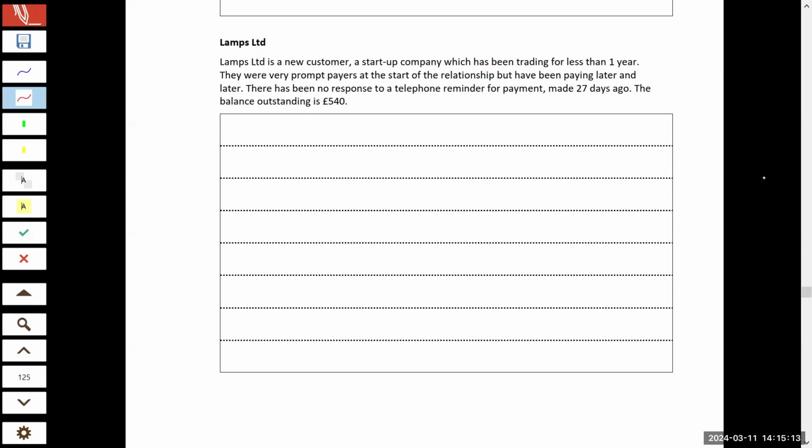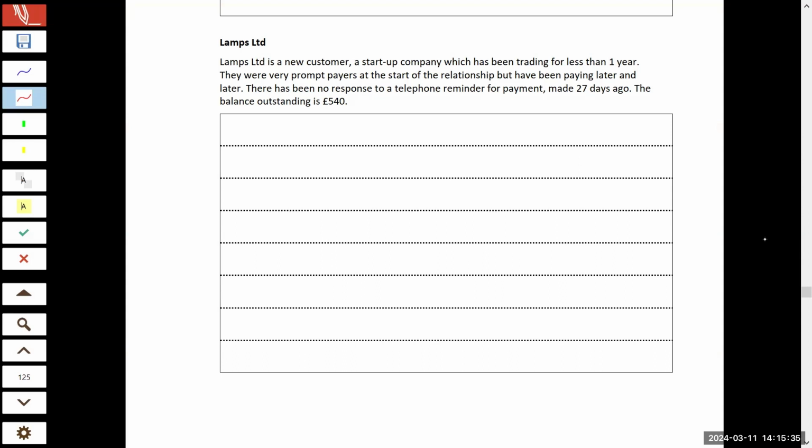So Lamps Limited is a new customer, a startup company which has been trading for less than 1 year. So they're a very, very new business. They were very prompt payers at the start of the relationship, but have been paying later and later. There has been no response to a telephone reminder for payment. That was made 27 days ago. The balance outstanding is £540.